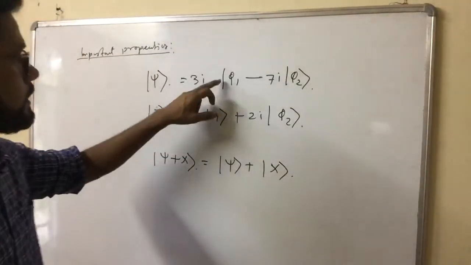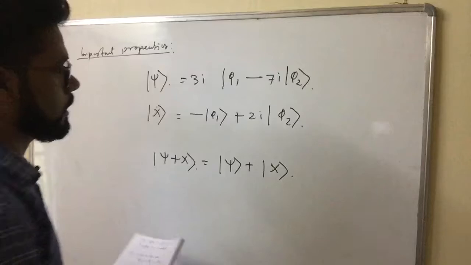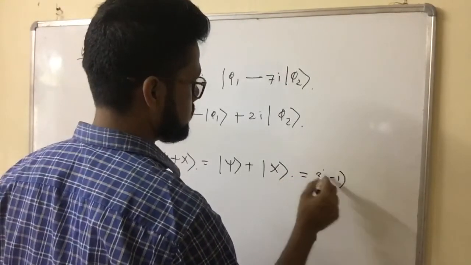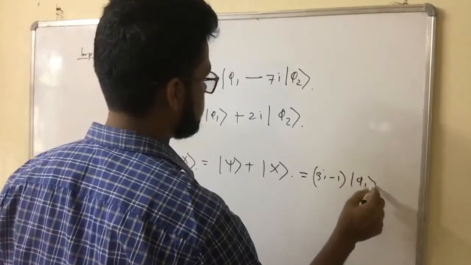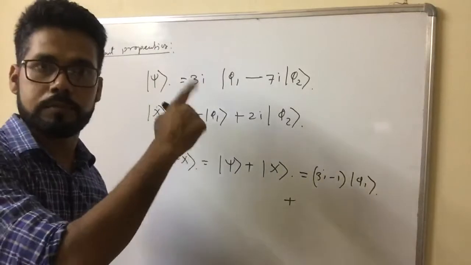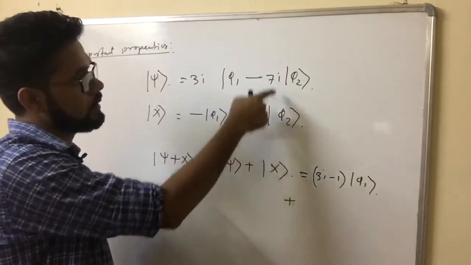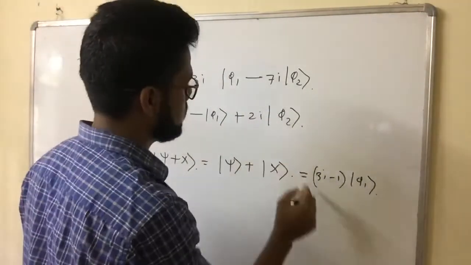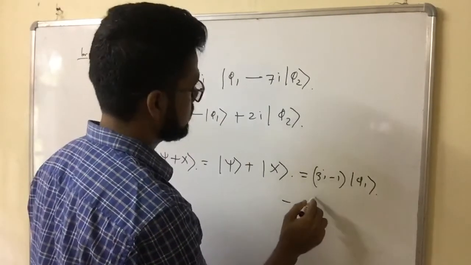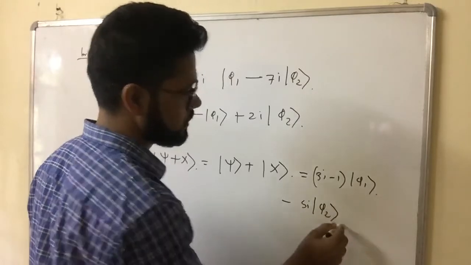Simple addition. Now you add this part with this part. This part will give you how much? It will give you thrice i minus 1 phi 1, and this part is simple addition. Only the corresponding terms you have to add. This one adds with this one, this one adds with this one. Clear? Simple.